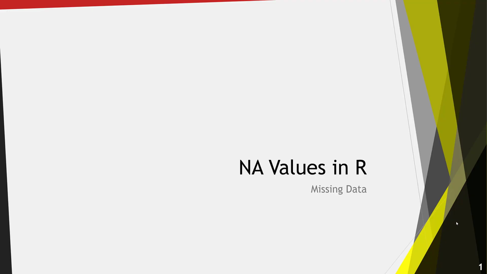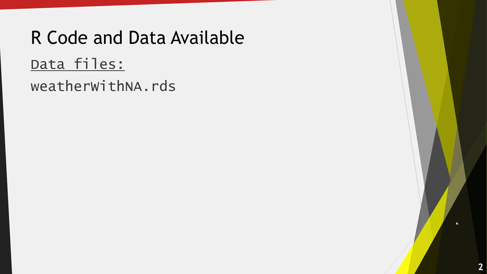This video will cover R's special value for missing data, which is NA. The R code and data used in this video are available on the Learning Management System.